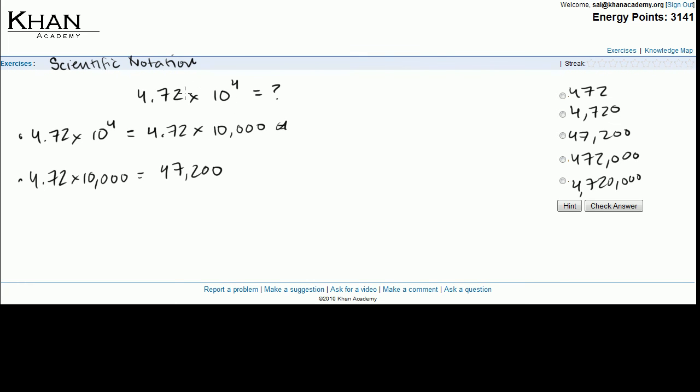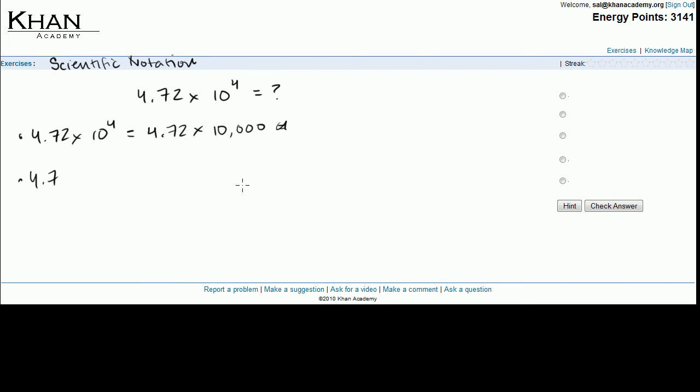So that's the situation where we have a positive exponent. We could also have a negative exponent. Let's say we had the situation where it was 4.72 times 10 to the negative 4. And we want to range this so we don't get too ridiculously large numbers. Maybe this should be between positive 6 and negative 6.